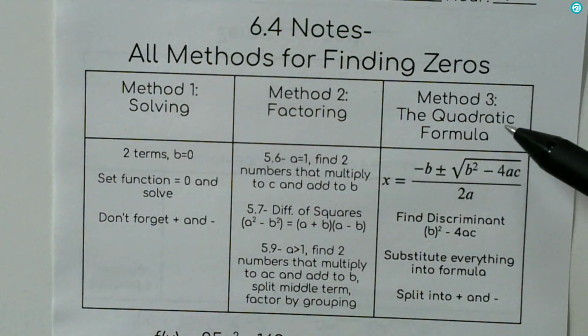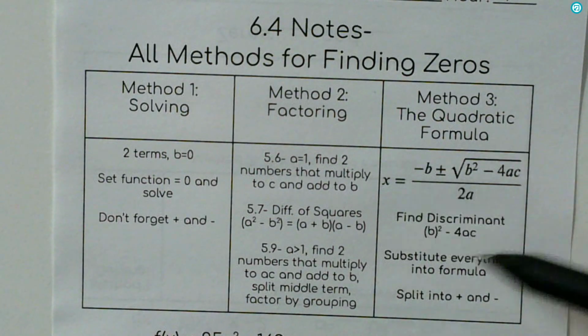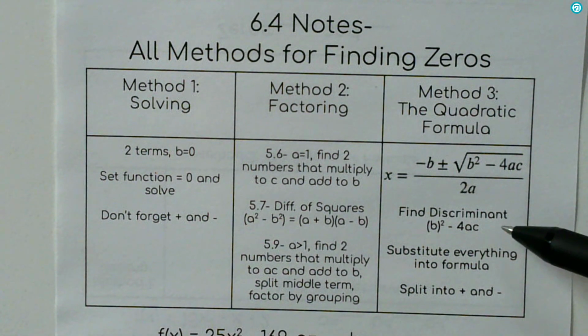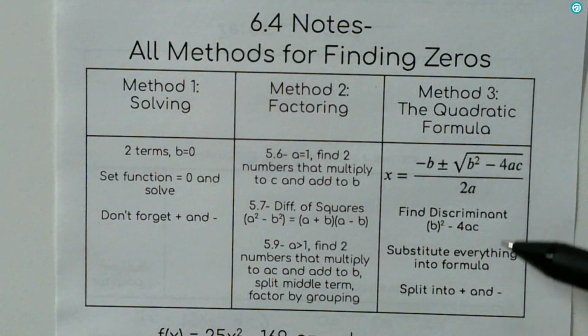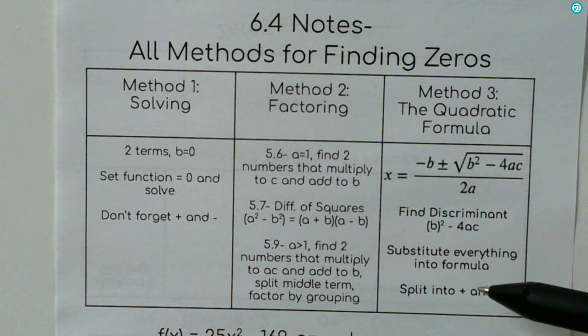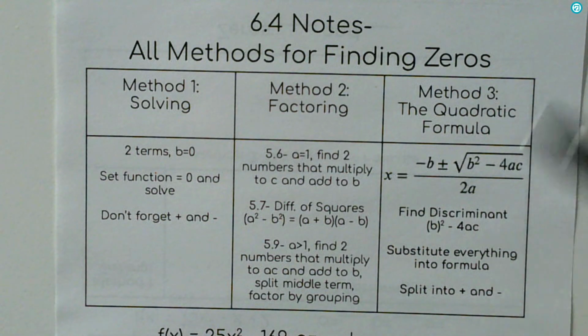And then method 3 is what we learned on Monday. It is the quadratic formula. I've got the whole formula for you there. What's going to help you be the most successful is to find that discriminant first, and then put everything into the formula, and then split into your plus and minus when you're ready. So those are the three methods we've learned.